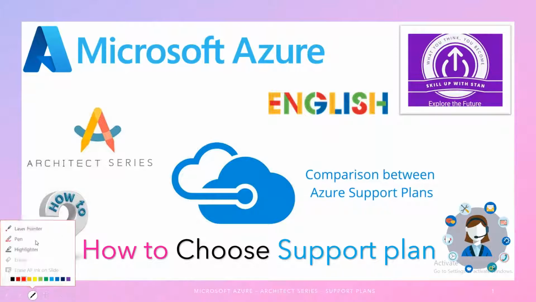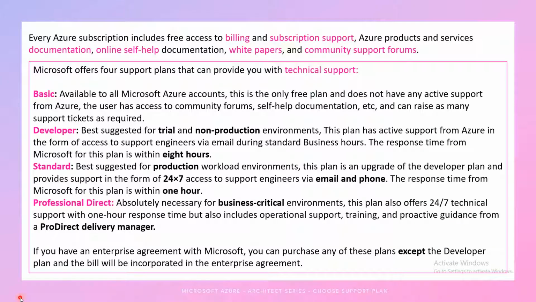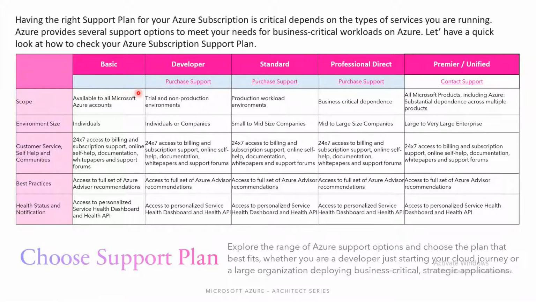So here, I have a kind of comparison table. On a high level, these are all the different support plans associated with Microsoft Azure. The first four are specific to Microsoft Azure. The last, the Unified or Premier support plan, is tied to the enterprise agreement with Azure, and it is applicable for all Microsoft products, including Microsoft 365, Dynamics, and the other online Microsoft products. This is mainly the consolidated plan, but the other plans, Basic, Developer, Standard, and Professional Direct, are specific to Microsoft Azure workloads.